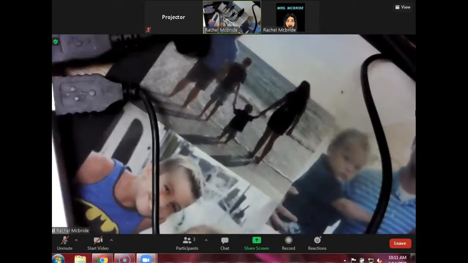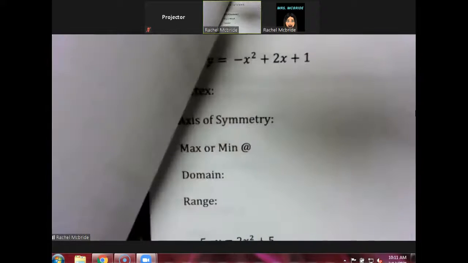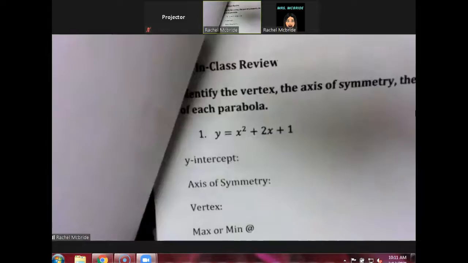And let's talk a little bit about your notes packet for today. We'll do 1 or 2 more examples together. And I will give you the remainder of class time to work on that in-class review. So, yesterday you did the 5-2 homework day 3. So you should have done both of these 2 pages. And then for today, we're doing the 5-2 in-class review. So let's just do another example together as a group.